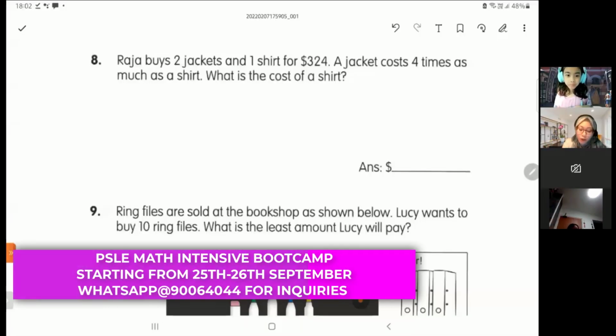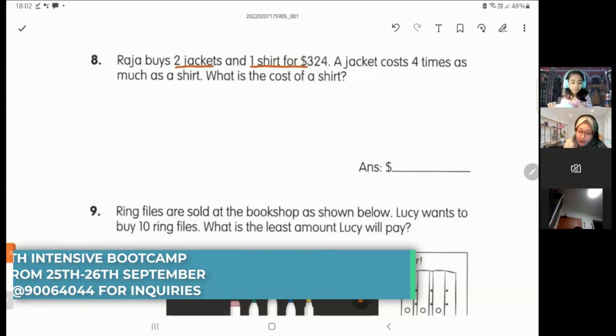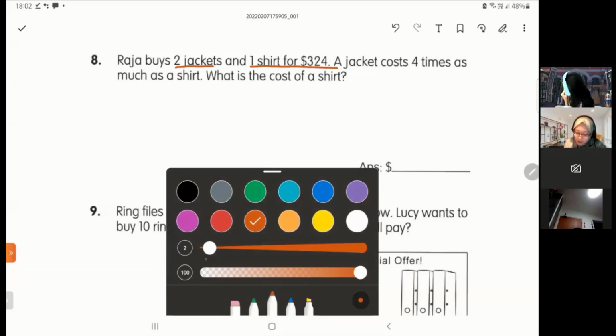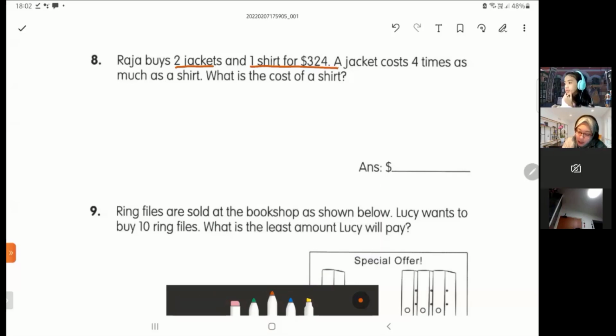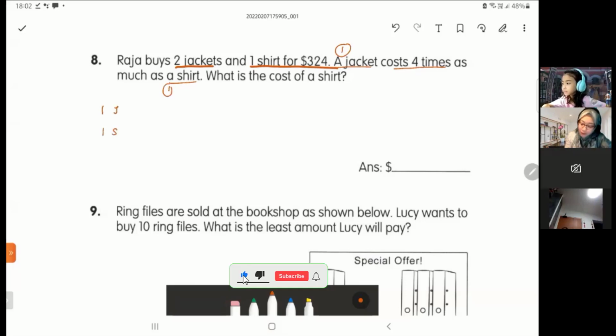Raja buys two jackets and one shirt for $324. One jacket costs four times as much as one shirt. So I'm going to draw a comparison model for one jacket and one shirt first. One jacket, one shirt. Okay.